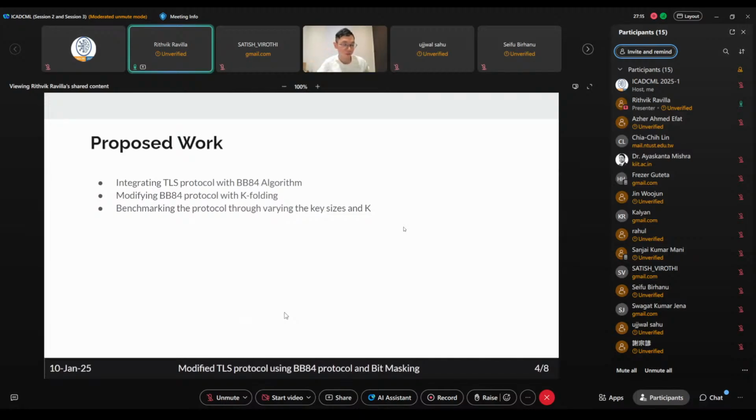The RSA key distribution algorithm with BB84. We will be modifying the existing BB84 protocol with K-folding, as well as benchmarking the protocol through various key sizes and K values.